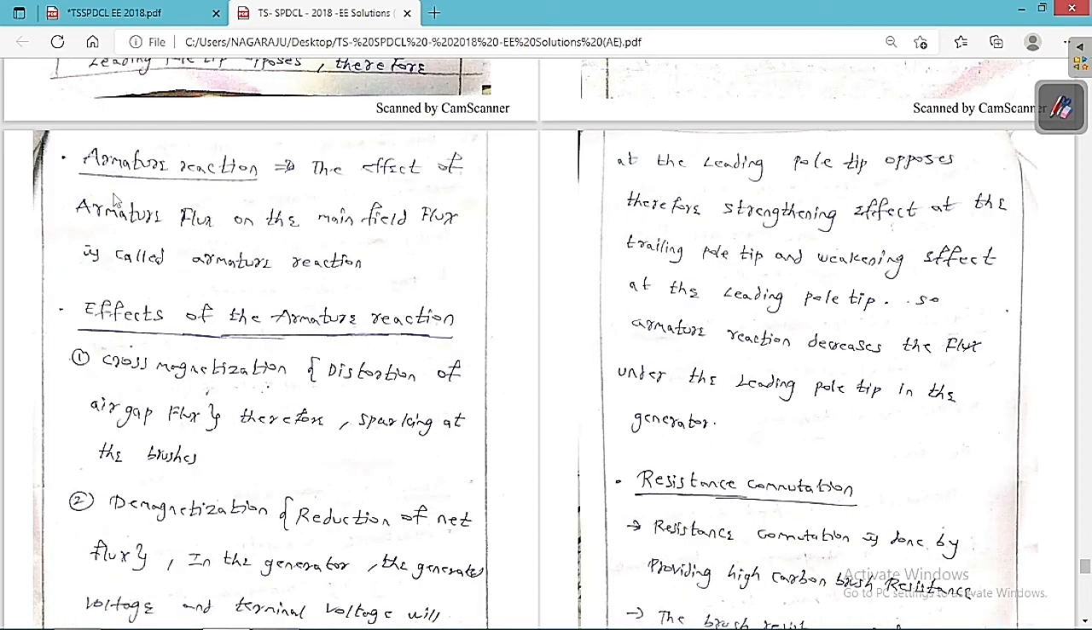Now let me tell you the actual meaning of armature reaction. The effect of armature flux on the main field flux is called armature reaction. It means the armature flux is going to distort the overall magnetic flux. That is called armature reaction.